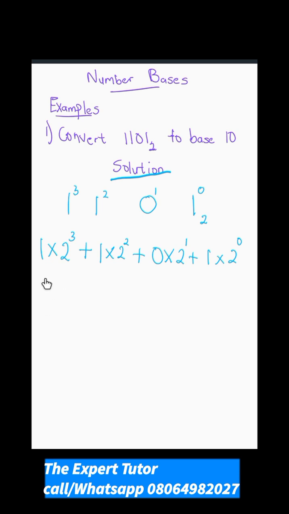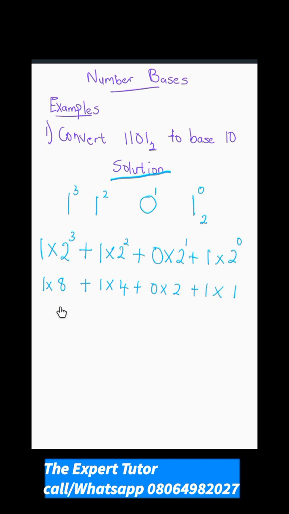I'm going to say this is 1 times 8 plus, now 2 raised to power 2 is 2 times 2, which is 4. So this is 1 times 4. And also 2 raised to power 1 is 2. So that's 0 times 2 here. Plus, remember 2 raised to power 0 is 1, because anything raised to power 0 gives me 1. 1 million raised to power 0 is 1. 50 raised to power 0 is also 1. So I'm going to have 1 times 1.